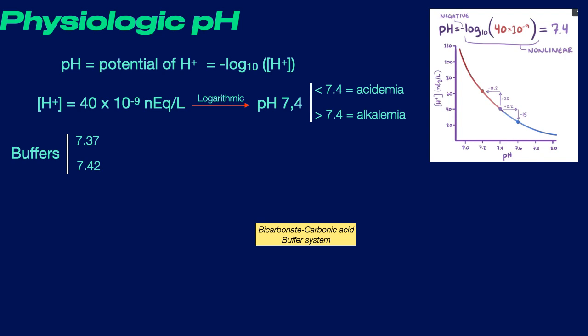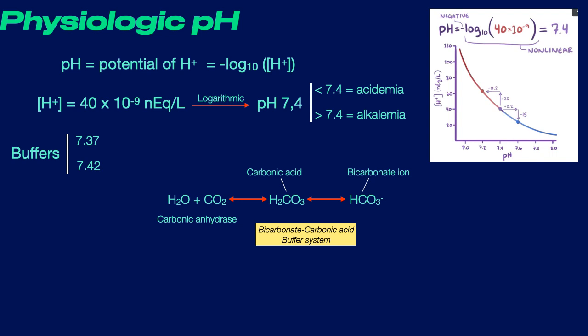Carbonic acid forms when carbon dioxide combines with water with the help of the enzyme carbonic anhydrase. As a weak acid, carbonic acid easily dissociates into hydrogen ions and bicarbonate ions.